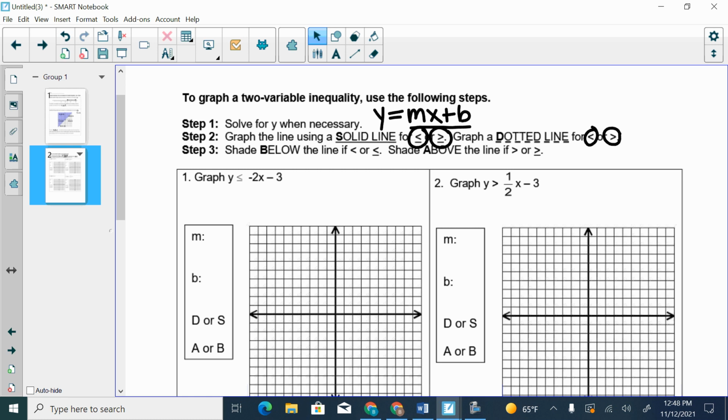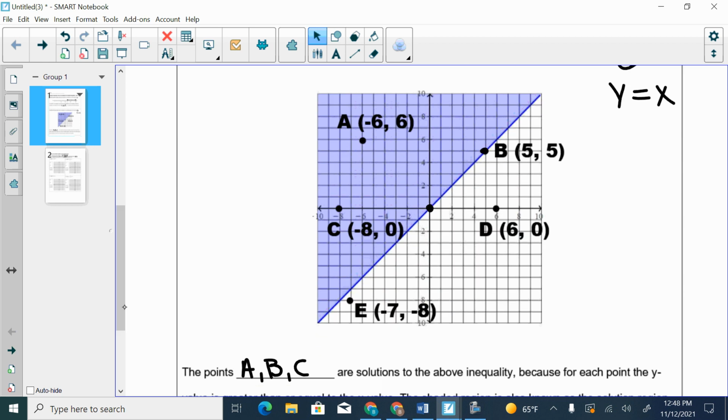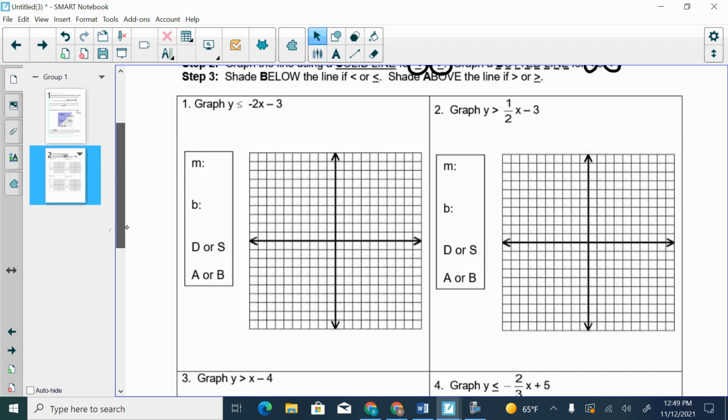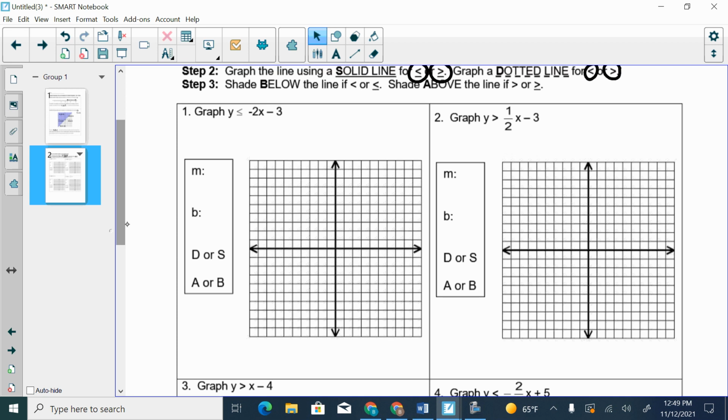If you are supposed to be shading below your line, what I mean by above and below is like what they had here, they shaded above the line. If you're supposed to shade below, then your equation had to have had the less than symbol. If you shade above, your equation needed to have the greater than symbol. So we'll reference these up here at the top as we're graphing to make sure we do it correctly.